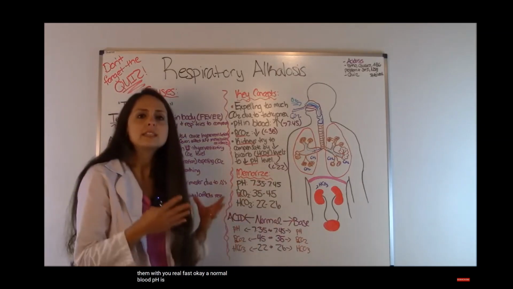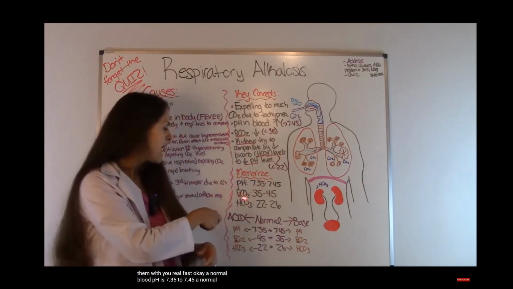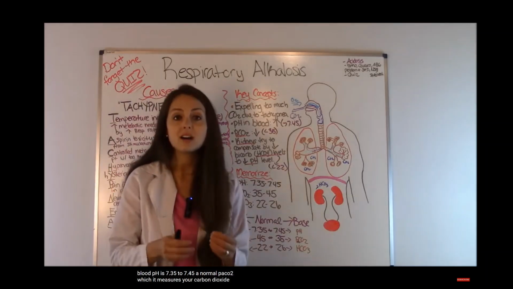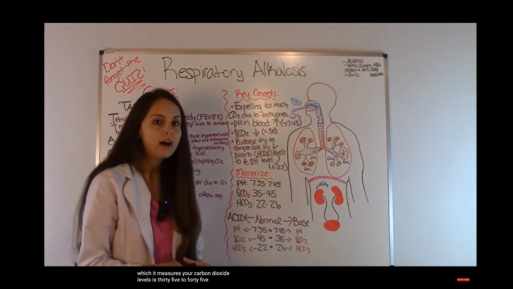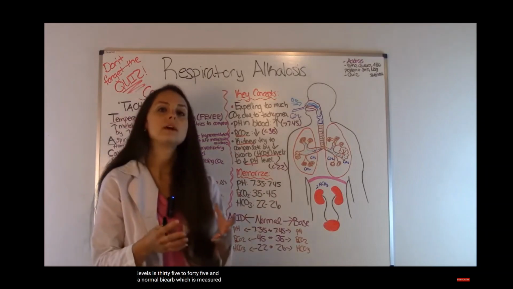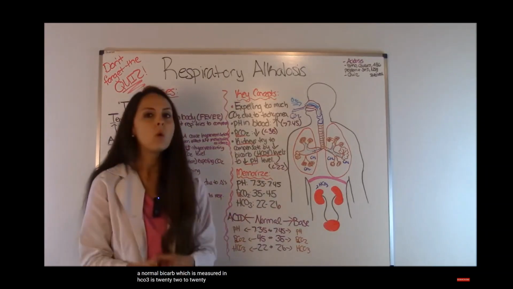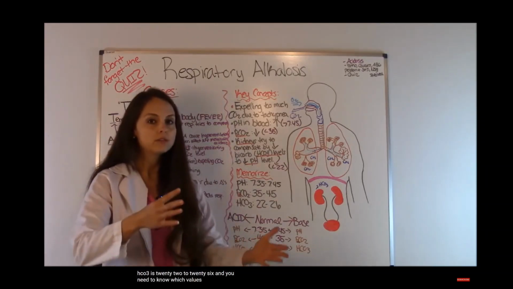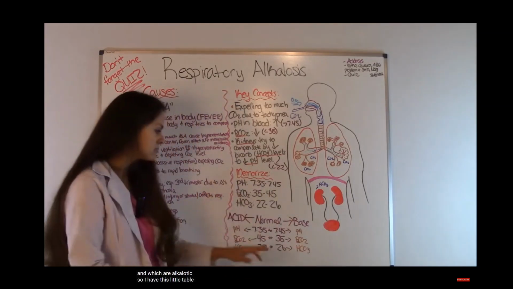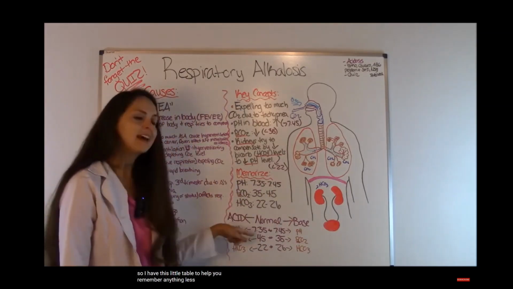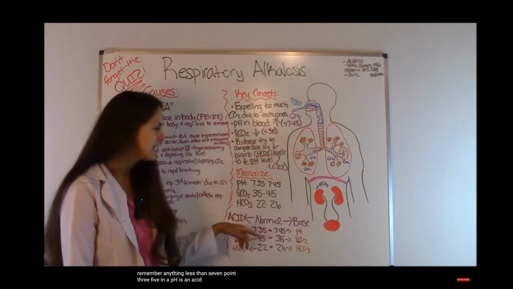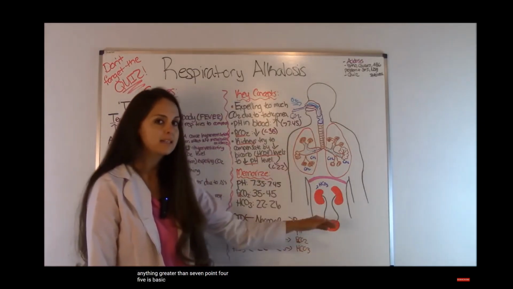Okay, a normal blood pH is 7.35 to 7.45. A normal PaCO2, which measures your carbon dioxide levels, is 35 to 45. And a normal bicarb, which is measured as HCO3, is 22 to 26. And you need to know which values are acidotic and which are alkalotic. So I have this little table to help you remember. Anything less than 7.35 in a pH is an acid, and anything greater than 7.45 is basic, alkalotic.